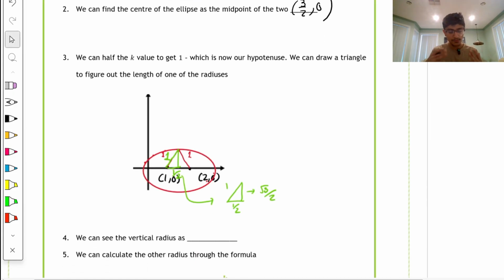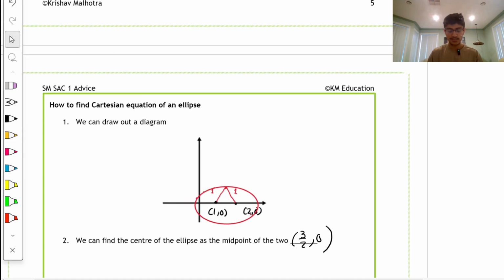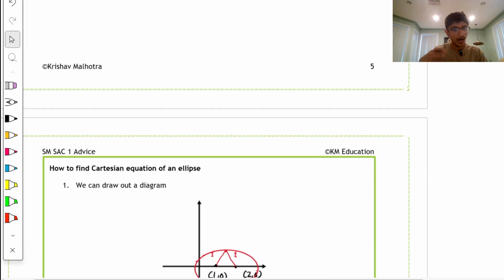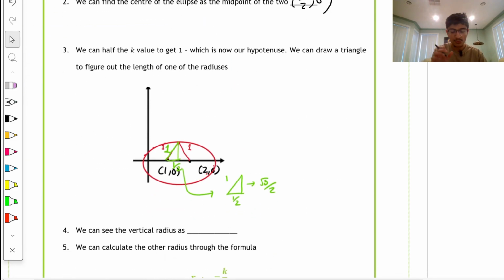Now in step 3, you want to look at the constant of your ellipse. If it's 2, which it is in this case, halve it, so that you can draw 2 identical triangles. So I've got one triangle which has a hypotenuse of 1, and the other identical triangle also has a hypotenuse of 1. And these triangles should be drawn so that the point on the ellipse is directly above the center.